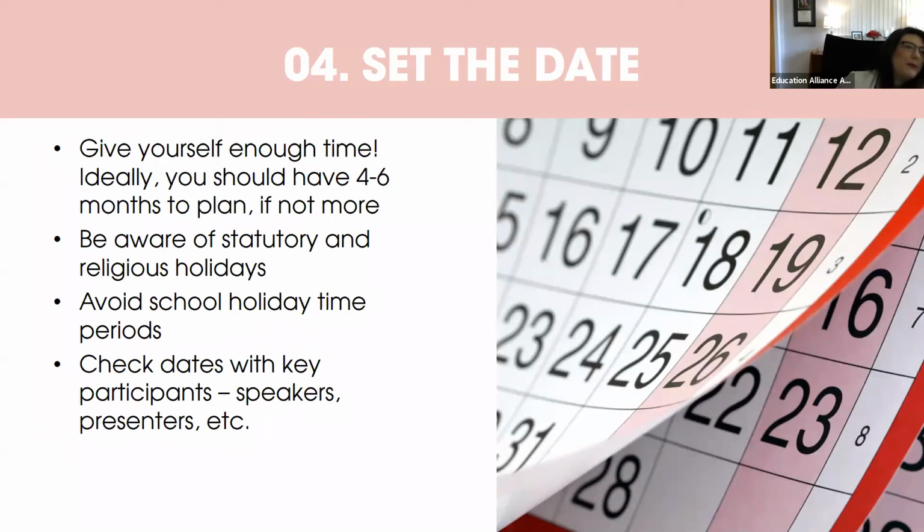You want to avoid dates that somebody might be doing something on that same day. So avoid holidays, school breaks, and also check with key people that you want to participate beforehand before you set that date. So are there speakers or presenters or VIP guests that you want to be there? You're going to want to check those dates ahead of time. Once you've set a date, you can go ahead and start booking things and start planning.